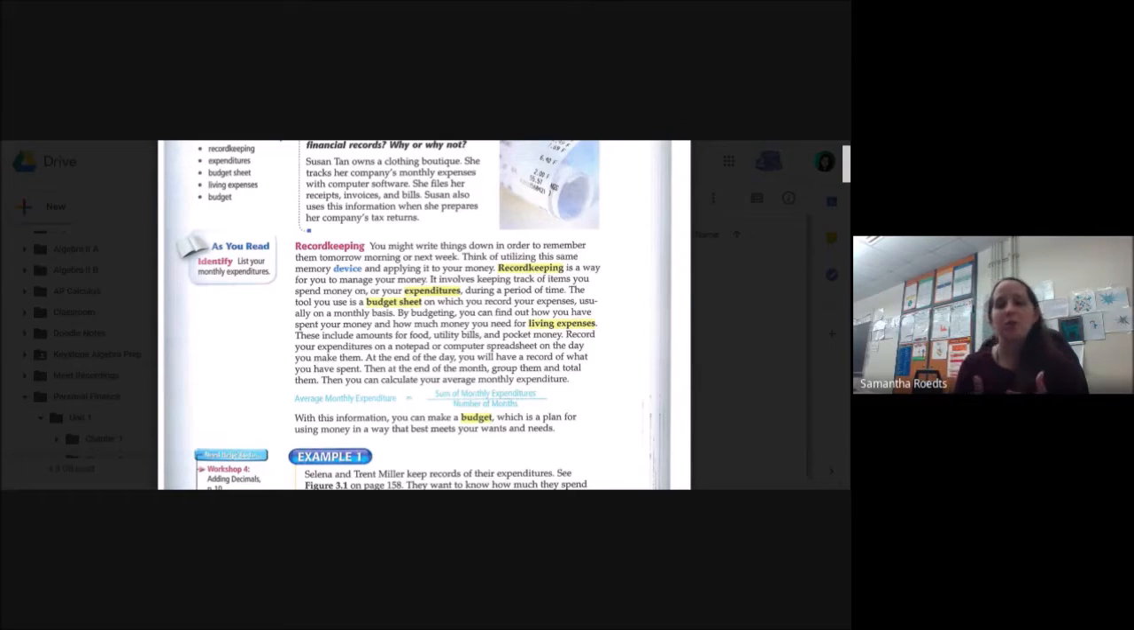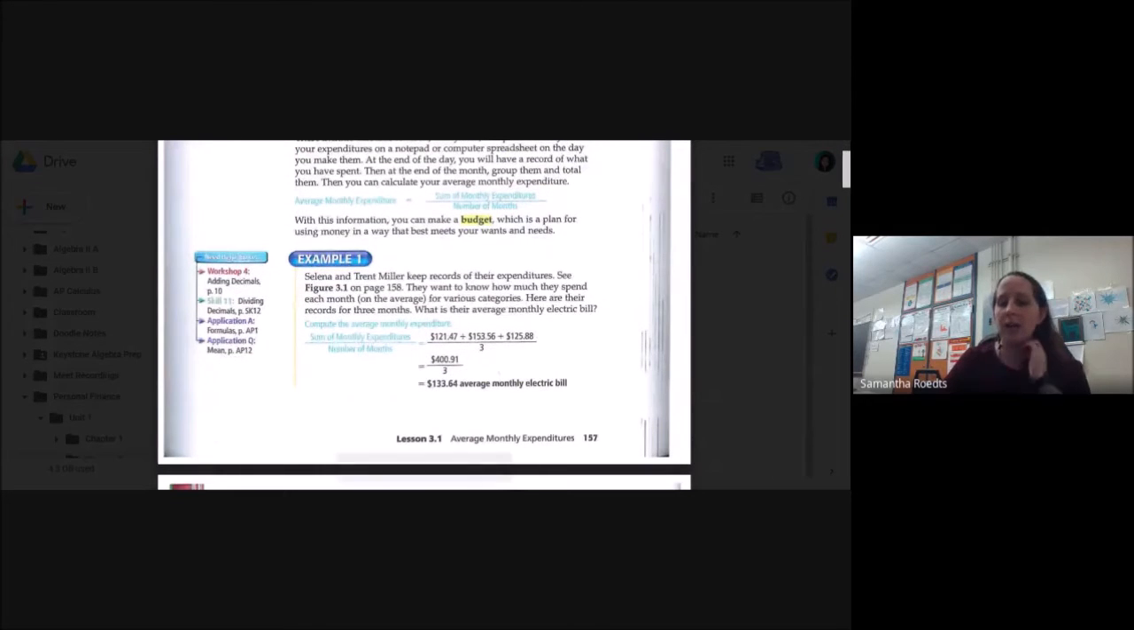You record your expenditures on a notepad or on a computer spreadsheet, on the day you make them, or really any day at all. At the end of the day, you will have a record of what you have spent. At the end of the month, you can group them together and total them. Then you can calculate your average monthly expenditure, which is the sum of your monthly expenditures divided by the number of months. So if it's over 3 months, you divide by 3. With this information, you can make a budget, which is a plan for using money in a way that best meets your wants and your needs.